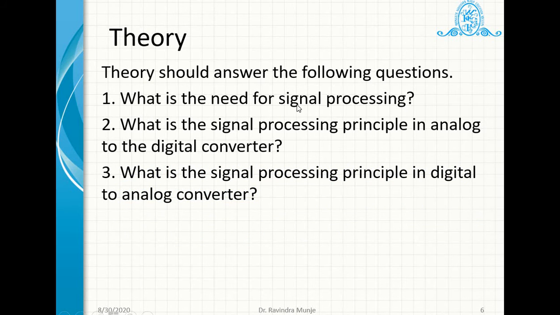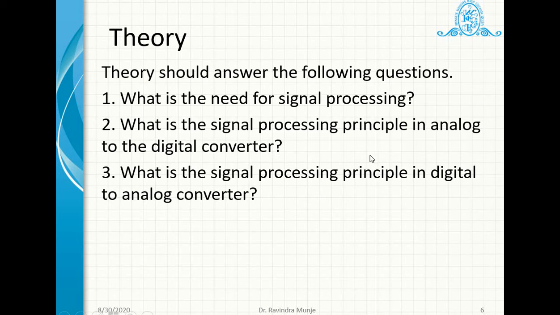So theory, in the theory it is expected that you write the answer to following questions. The first question is, what is the need of signal processing? Why signal processing is required? So as you recall our theoretical discussion related to this topic, signal processing is nothing but converting analog signal into a digital signal and then digital signal to the analog signal. So why that is required?